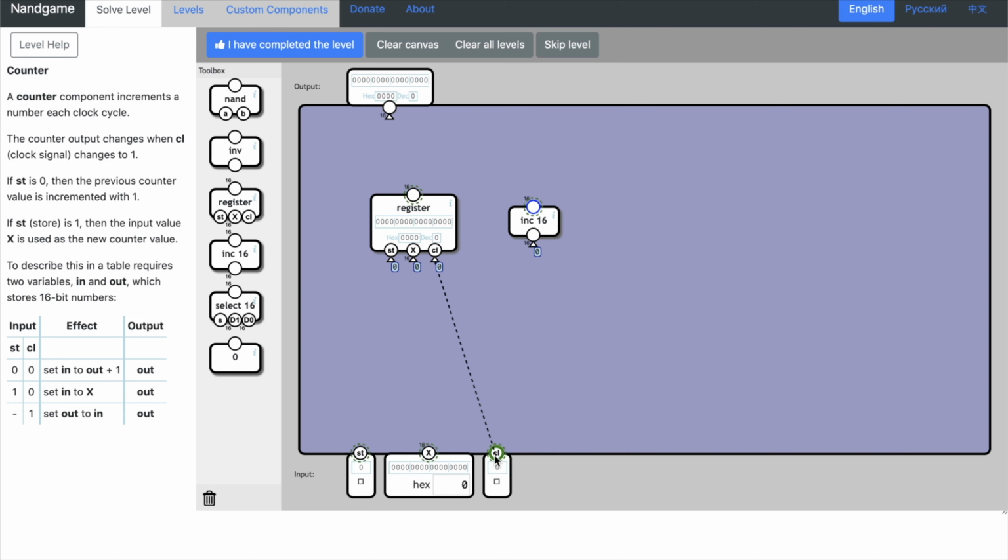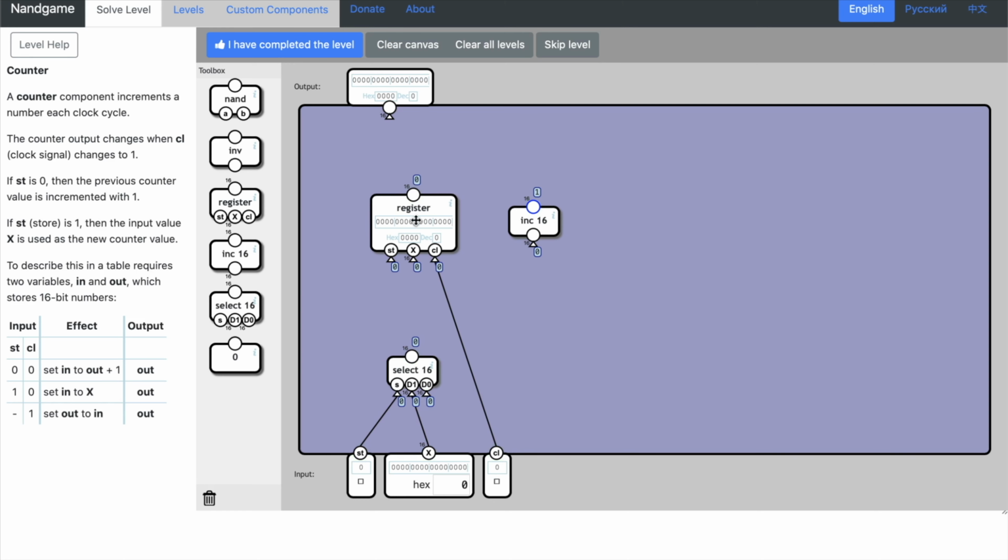We've got a clock, so we'll wire up the clock. If ST is 0, then the previous counter value is incremented with 1. If ST is 1, then the input X down here is used as the new counter value. Well, that sounds a lot like a mux. So we know that ST is our selector on our mux. If ST is 1, the input value X is used, so that's the 1 input, the high input on our mux. And then that just leaves us with this 0 input.